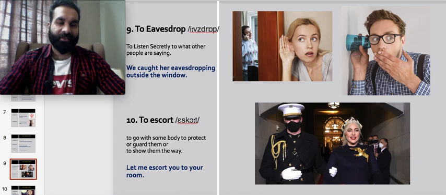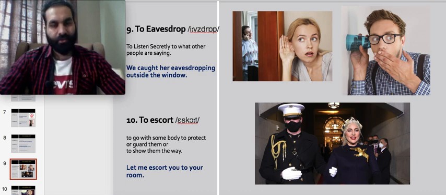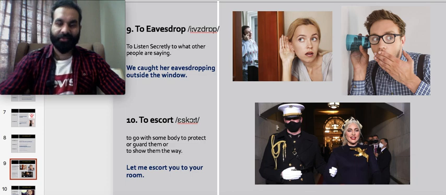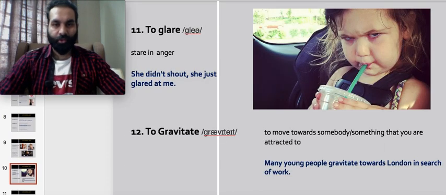The next one is to escort. To escort. To go with somebody to protect or guard them or to show them the way. Let me escort you to your room, as is shown in the picture.